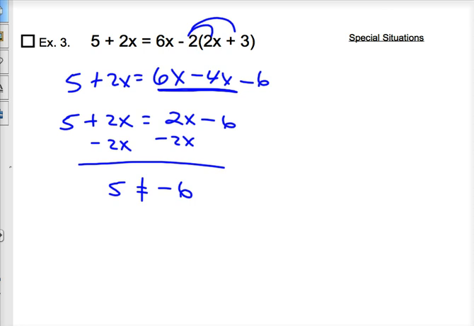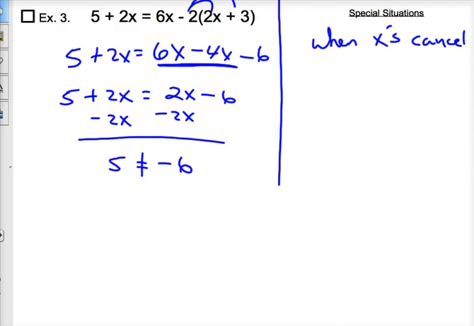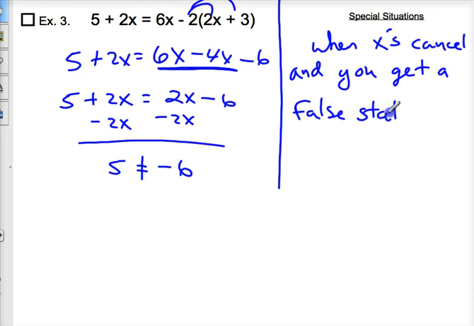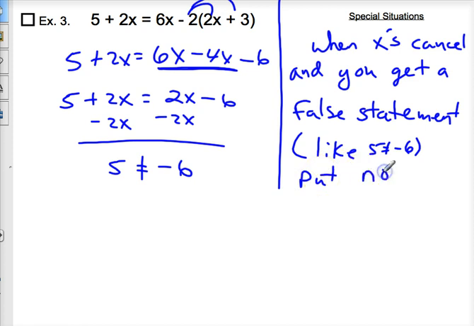So that gives us a special situation over here. And here's what you do. When x's cancel and you get a false statement, like we got over here, like 5 equals -6, that's false. So when you get a false statement, put no solution. Okay, that one can't be done.